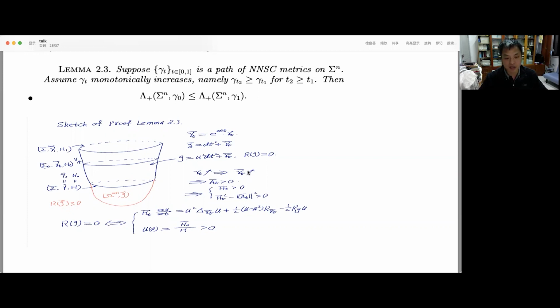And then that implies that the second fundamental form of the slice, gamma t bar, with respect to this G bar is always positive because it is strictly monotonically increasing. Which implies that the mean curvature is positive, and this is a simple inequality. Okay, this is very simple calculations.